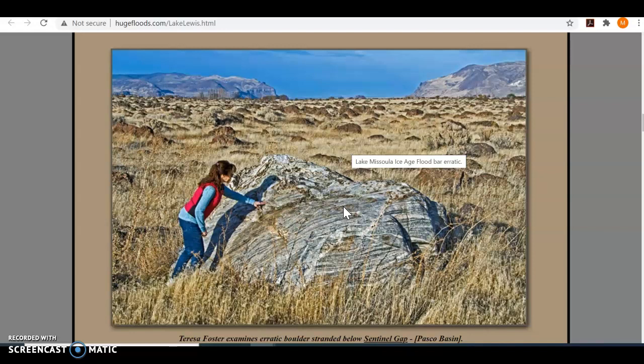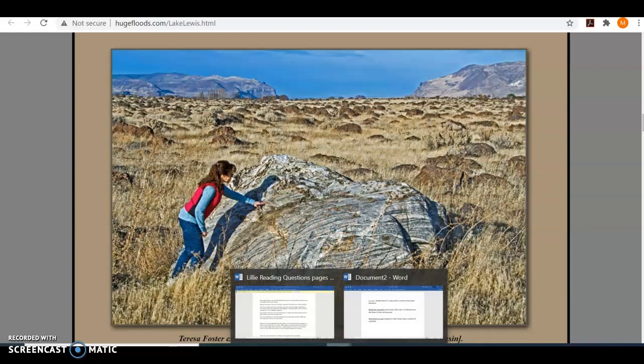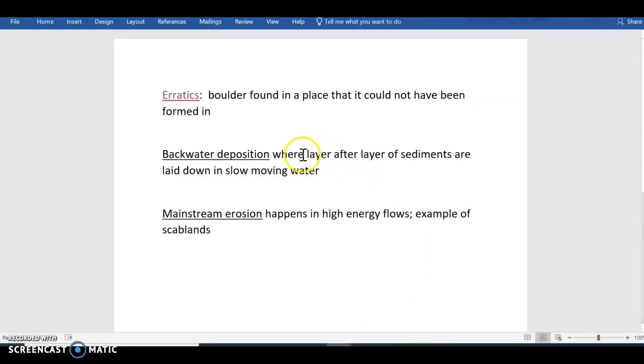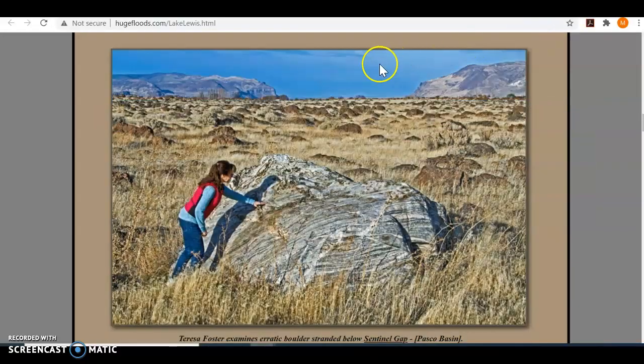In fact, closer to home for a lot of you is McMinnville. There's actually a park where they show erratics there. Again, rocks that are in places where they don't belong. And just to kind of point out that definition a little bit for you. Erratic: a boulder found in a place that it could not have formed in.